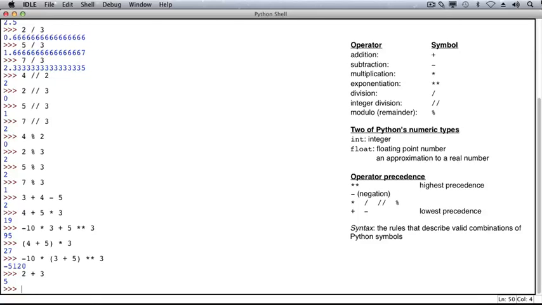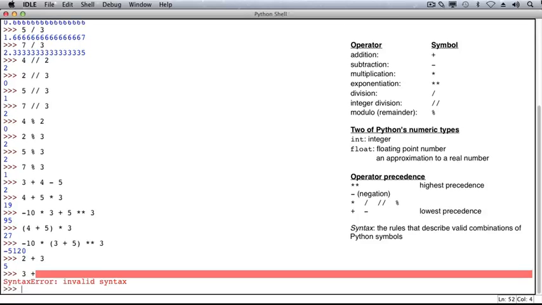in Python. The combination of symbols 3 plus is not valid syntax. So when I ask Python to evaluate this expression, we get an error. This is our first syntax error, and we'll see many more throughout the course. So Python does not understand what to do with that combination of symbols, and it can't give us back a result, so instead it gives us an error.